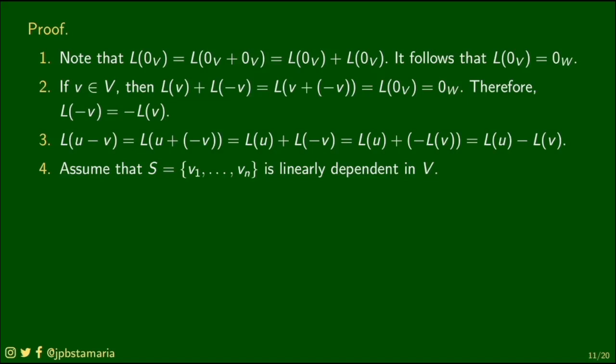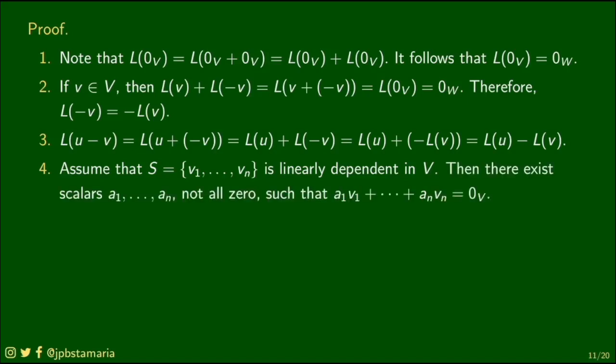To do this, we use the linear dependence of S in V. By definition, we can get scalars a1 to an, not all of which are zeros, such that this linear combination can be made equal to 0. Take note, not all of the ai's are 0.